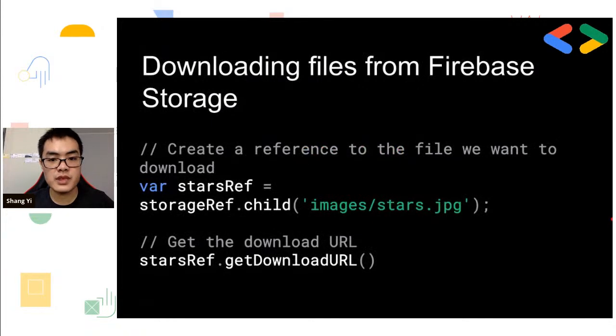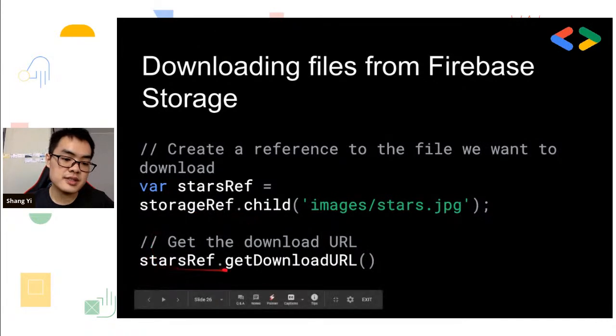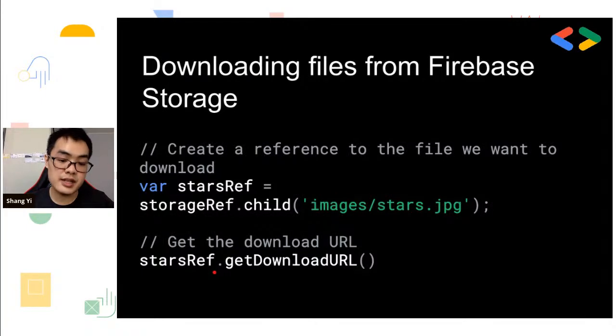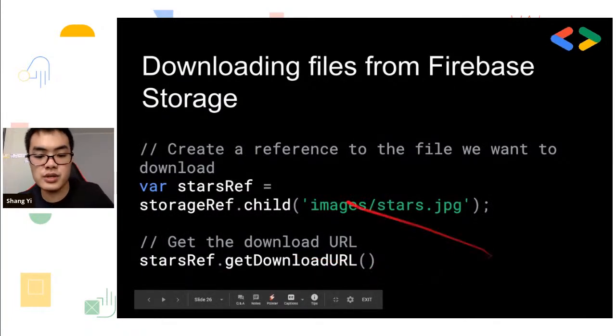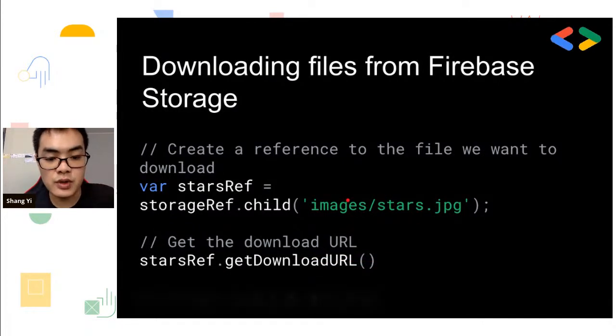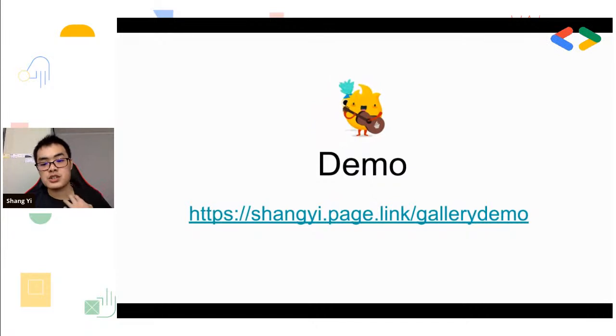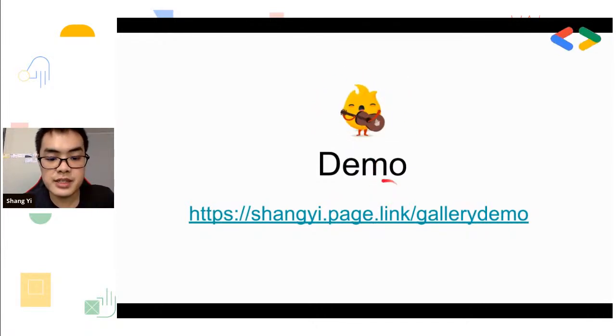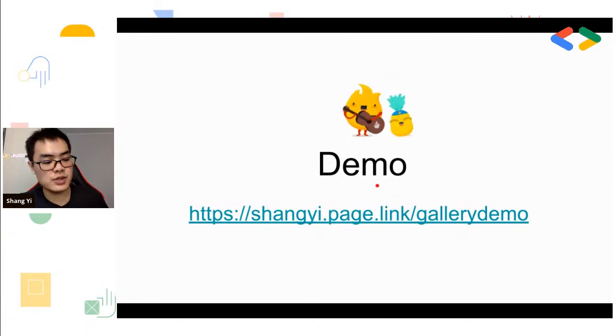And if you want to download files after you upload them, you surely want to show a page where you show all the files that you've uploaded. For example, let's say I have uploaded an image called stars.jpg. I want to be able to download and show it on the UI. So you can use the SDK. The stars reference here belongs to the Cloud Storage SDK. You can access it and get the download URL to get a remote link for the users to see. So enough talk, let's take a look at a very simple gallery demonstration and how you can actually do it.